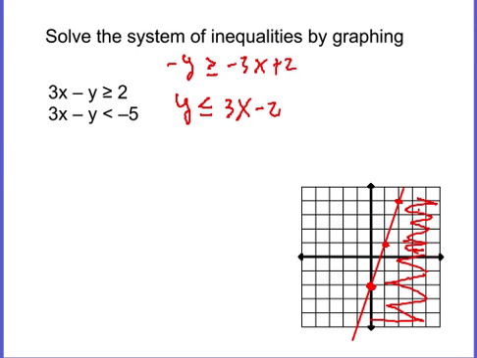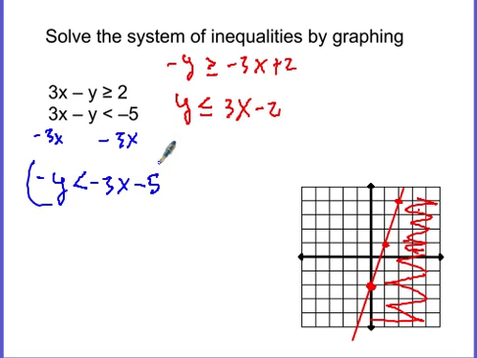We have to do the same thing here. Subtract 3x. So negative y equals negative 3x minus 5. Less than. Yeah, less than. Wow, I just get carried away, I guess. Less than. Multiply everything by negative 1, so it's y is greater than positive 3x plus 5.